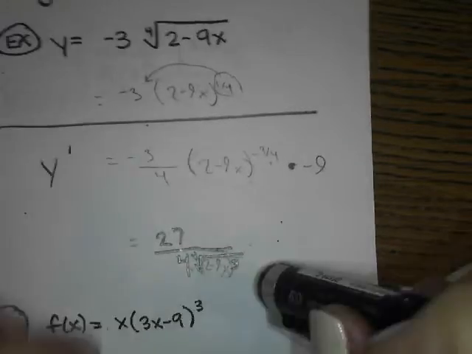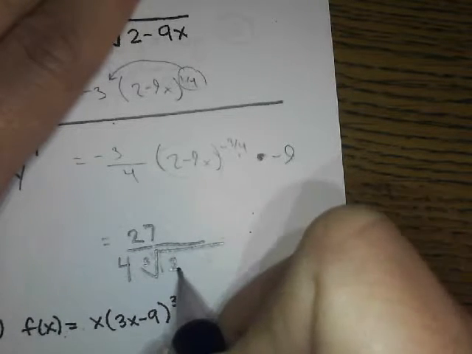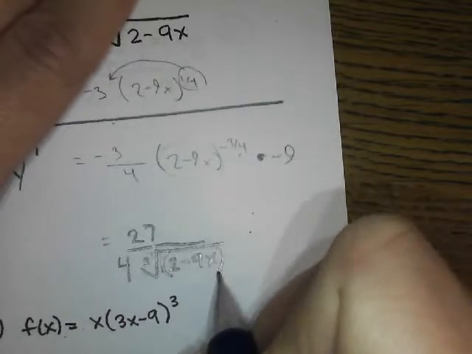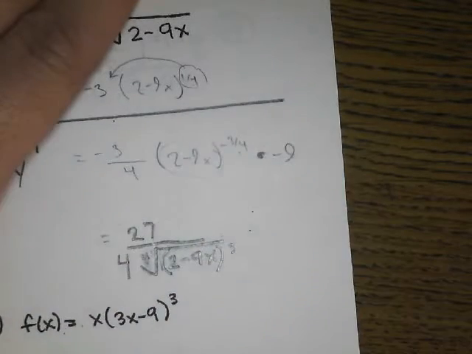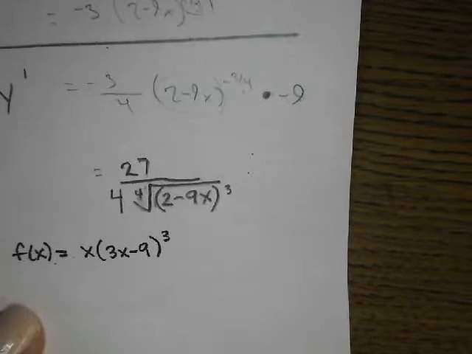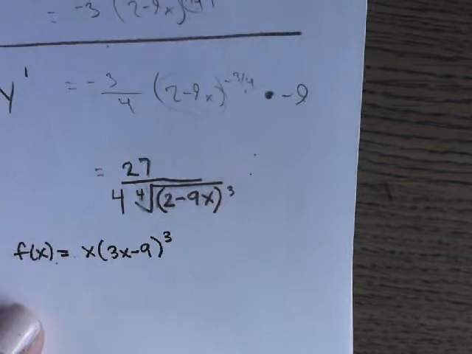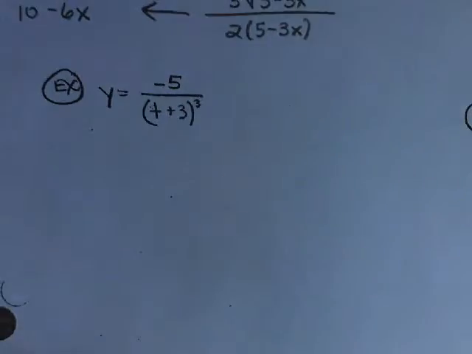Oh, maybe I gotta get rid of this and rewrite over it. So 4 times the cubed root of 2 minus 9x, 4th root, yep, thank you, cubed. There, that's better. Any questions on that? Okay, try the next one on your own.